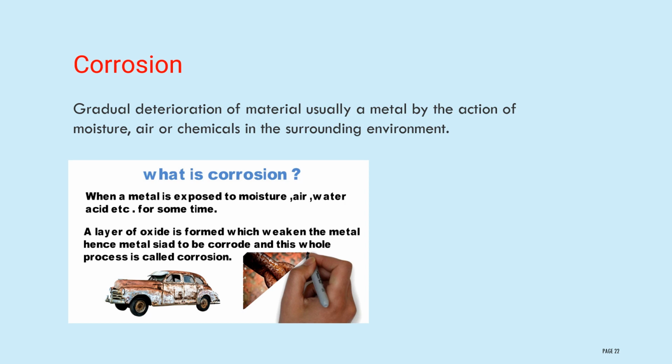Listen here. Corrosion is the gradual deterioration of materials, usually metal, by the action of moisture, air, and chemicals in the surrounding environment. When you expose any metal to the environment, then in the environment you have moisture, air, chemicals, so that metal will react with moisture, air, chemicals, then it will form its respective oxides, and that we call corrosion.